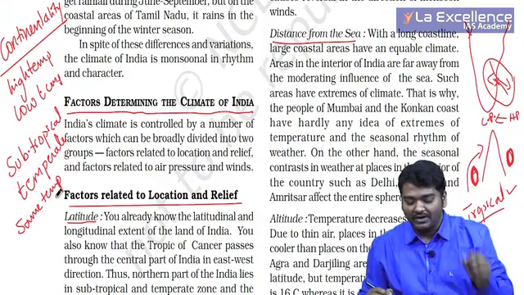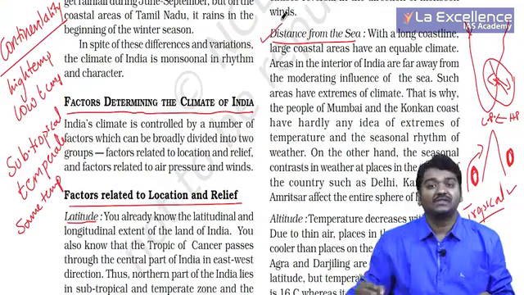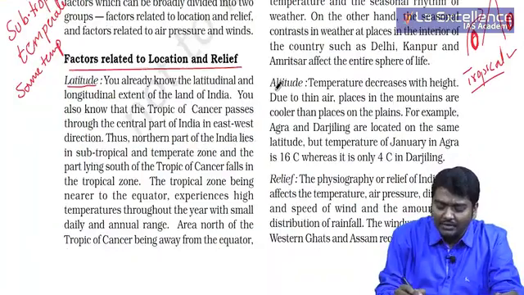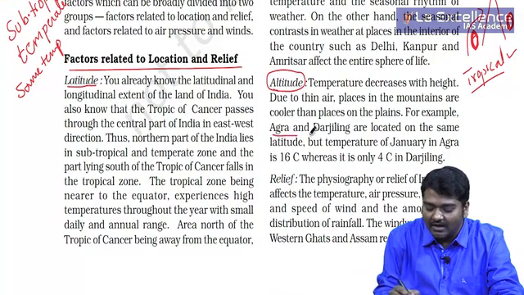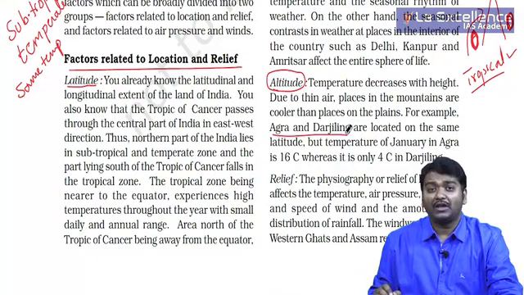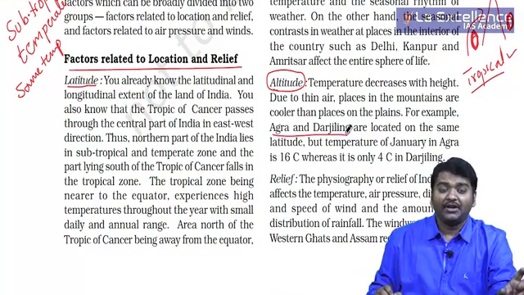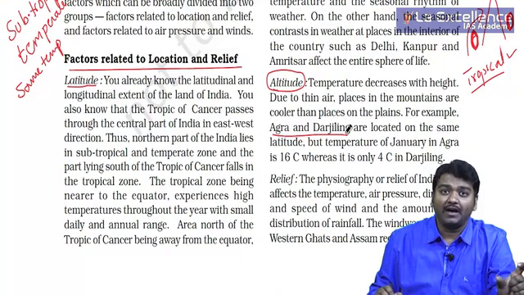So this is very, very important when it comes to distance from the sea. Altitude, as I have already told you in the beginning itself, when we consider Agra and Darjeeling, even though they are located on the same latitude, difference in temperature is clearly observed.